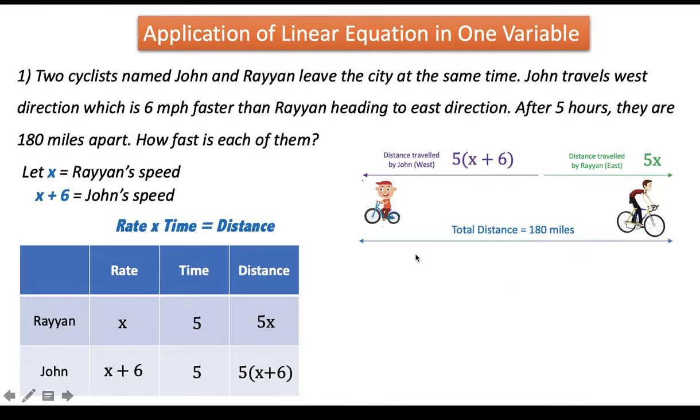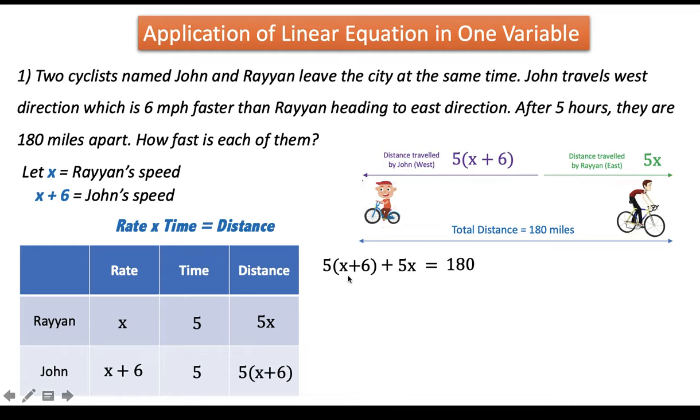We can use this data and this illustration to create our working equation. We are referring to the two cyclists with their distances, 5 times the quantity x plus 6 and 5x. If we add them, it makes 180 miles. So the distance traveled by John added to the distance traveled by Ryan, put together, makes 180 miles apart. This will now be our working equation.